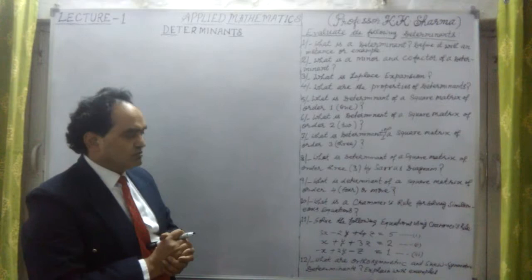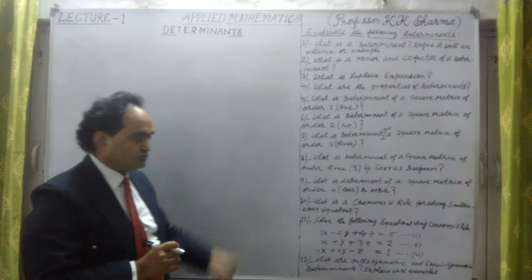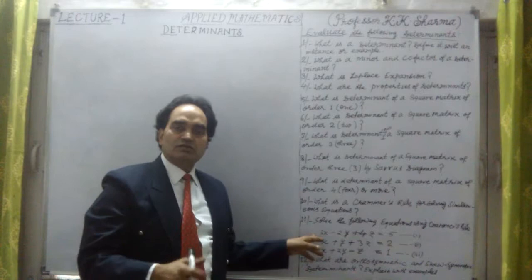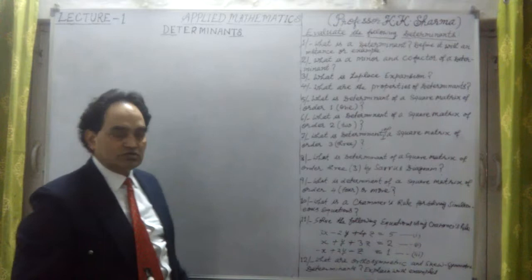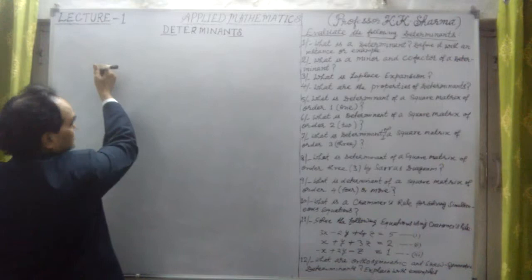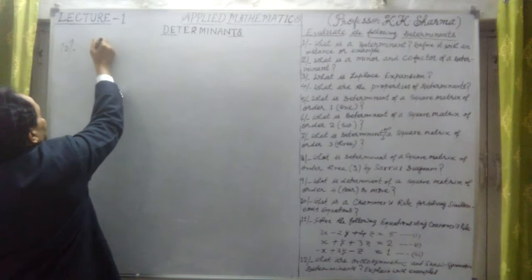There are three questions for Cramer's rule. We have to solve them with Cramer's rule, and apply it to solve different kinds of equations. That I'll take separately, and then it will be very clear. But at the moment I've just defined what Cramer's rule is in case of linear equations of this kind. So this is question number 10 here: what is Cramer's rule?